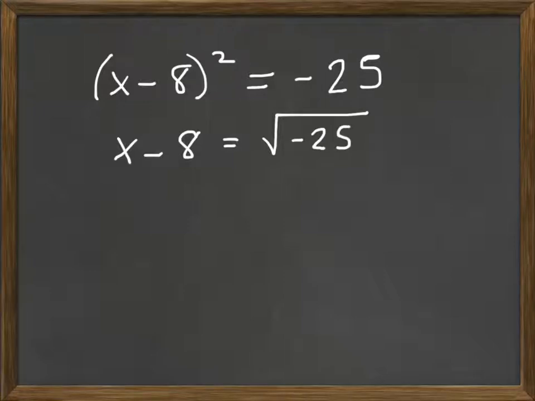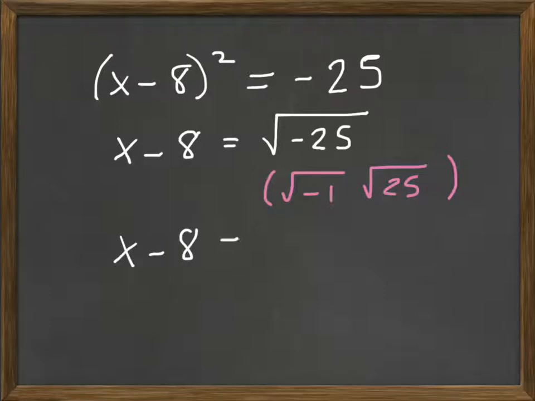Now we can divide up the square root of -25 into two parts, the negative one part and the square root of 25. This gives us x - 8 equals the square root of -1, which is i, times the square root of 25, which is 5. And we simply bring the 8 to the other side of the equation, giving us x = 8 plus 5i.